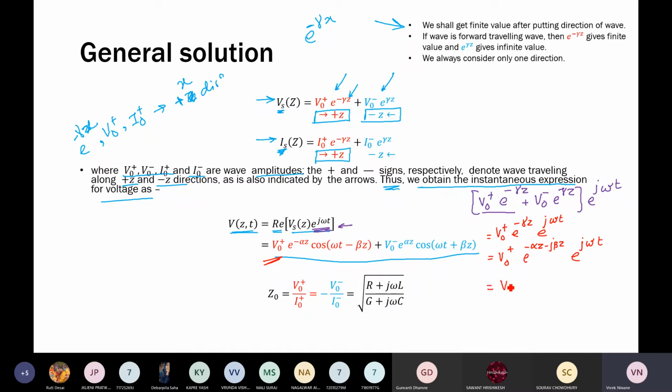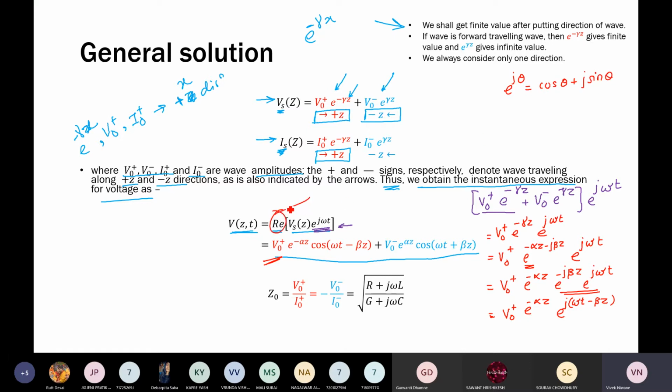So I can write this as V0 plus, let us split this exponential: e raised to minus alpha z, e raised to minus j beta z, e raised to j omega t, and let us now combine these complex terms. So this will have V0 plus e raised to minus alpha z, and e raised to j omega t minus beta z. You may remember Euler's theorem, which says that e raised to j theta is cos theta plus j sin theta.